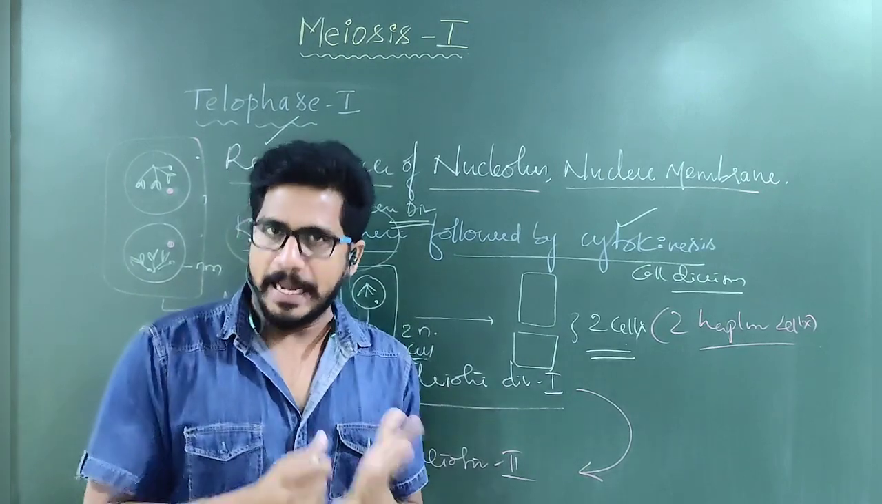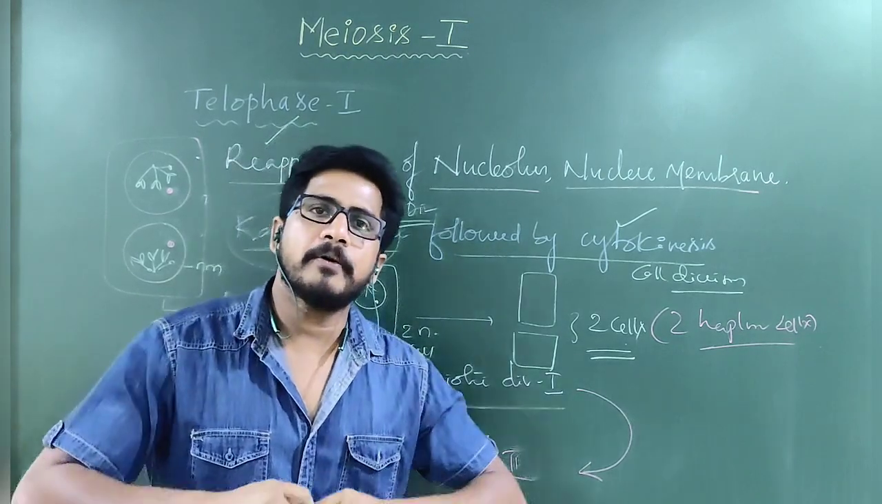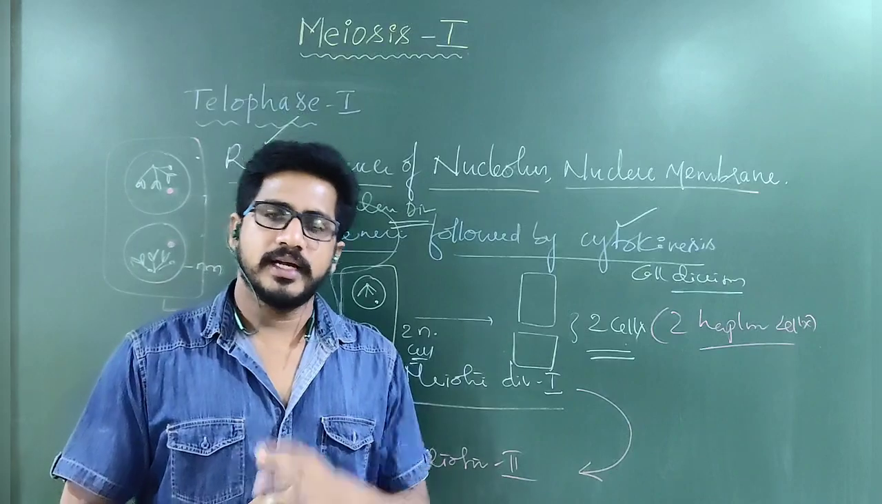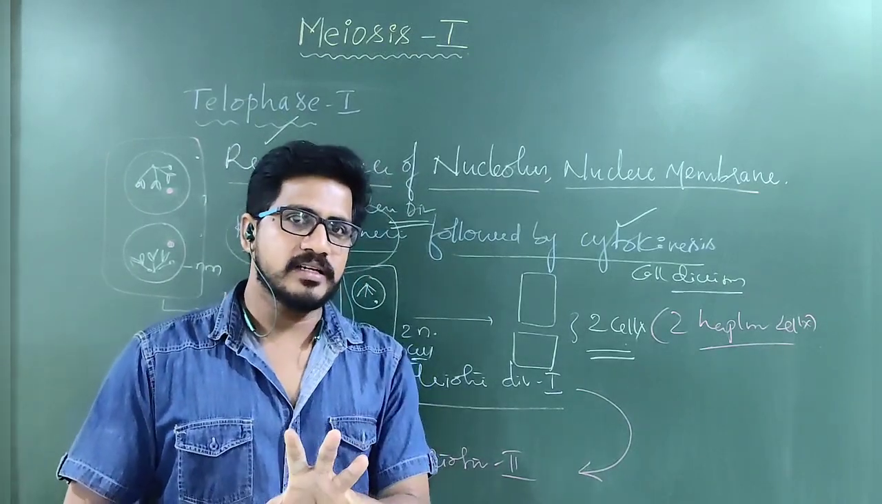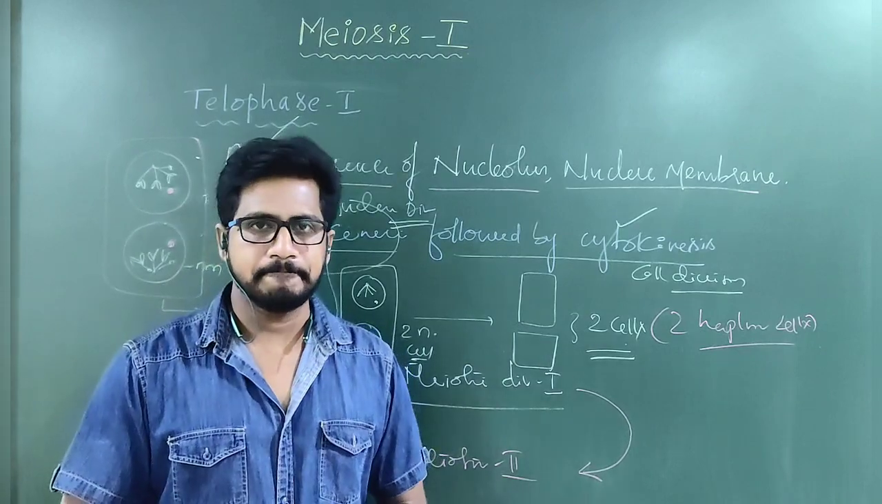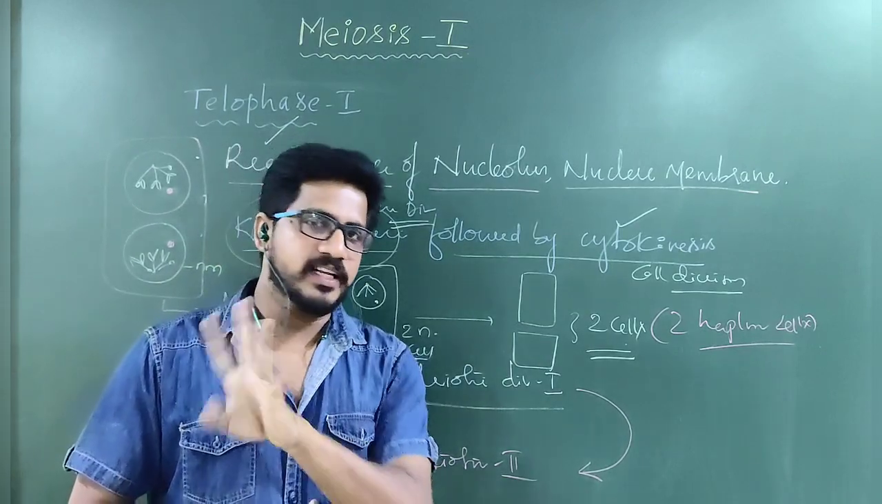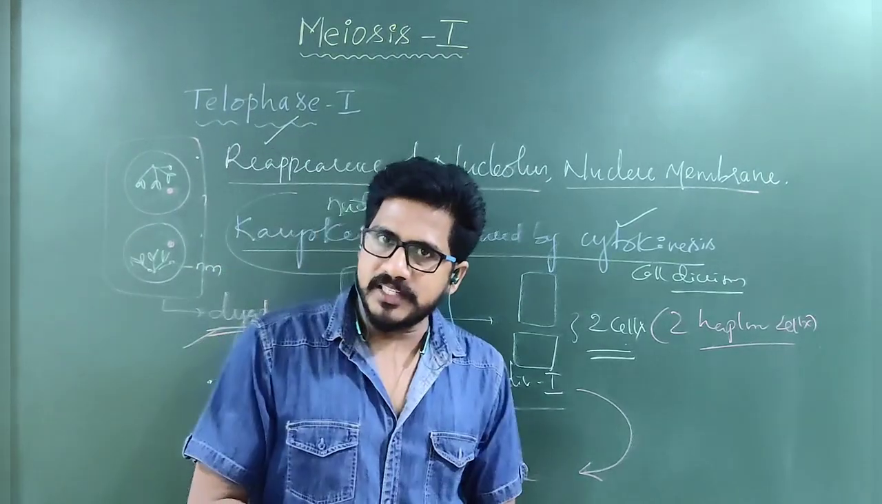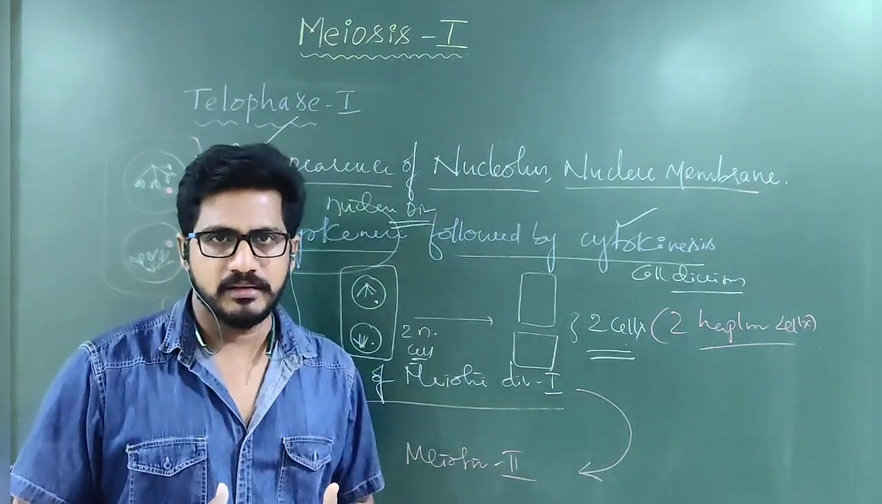For the mitotic division, M phase, the cell is prepared for about 24 hours. The entire cell cycle is 24 hours. 90%, nothing but 23 hours the cell is prepared and 1 hour the cell divides. That is why mitotic division is given 2. Even in the meiotic division also the cell is well prepared.